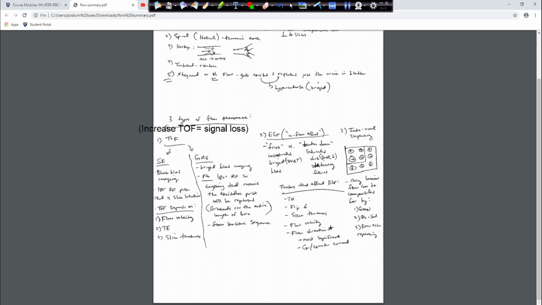Then we had to differentiate our time of flight effects when we were talking about spin echo pulse sequences versus our gradient echo pulse sequences. Our spin echo, we're a little constrained by that 180-degree refocusing pulse, so it usually creates this black blood imaging. That 180-degree refocusing pulse has to happen for that flowing nuclei, has to get excited and refocused for it to actually produce a signal within that vessel. So our time of flight effects depended on three things: our flow velocity, our TE, and our slice thickness.